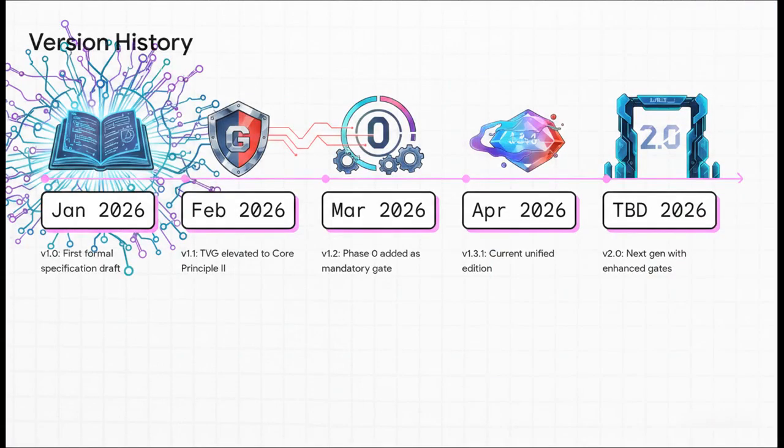Watching this framework evolve is pretty fascinating. Looking at this timeline from 2026, you can see how aggressively it matured. In January, we just had the initial draft. But notice February and March. The source material classified these as breaking changes because the framework intentionally got way stricter. That verification gate bouncer was elevated to a core principle, and Phase 0 was added as a mandatory cannot skip gate. It all unified in April with version 1.3.1, and it's already paving the way for a next-generation version 2.0.